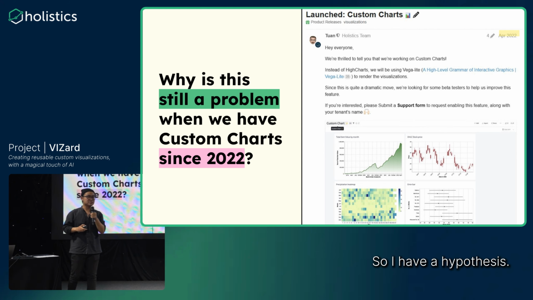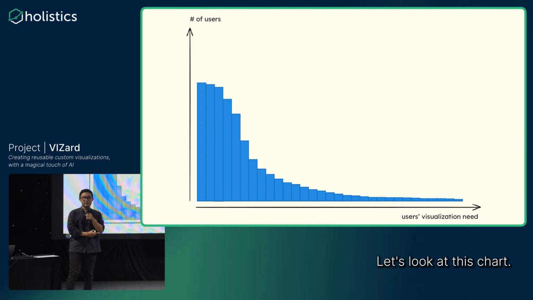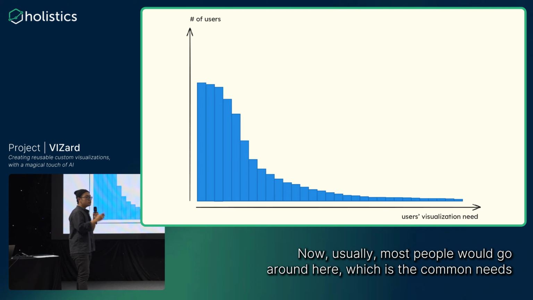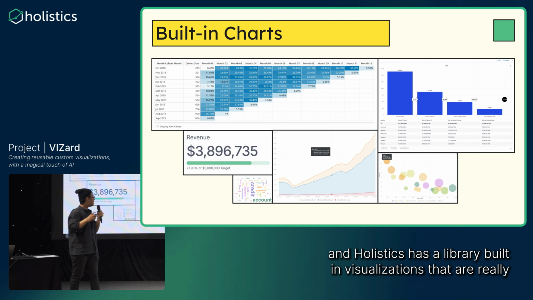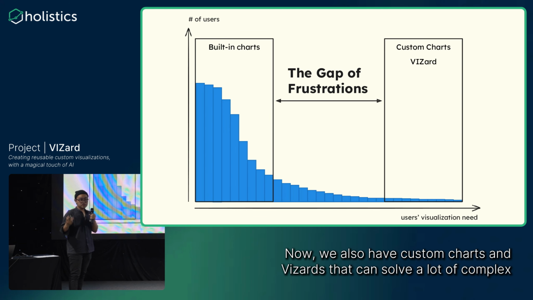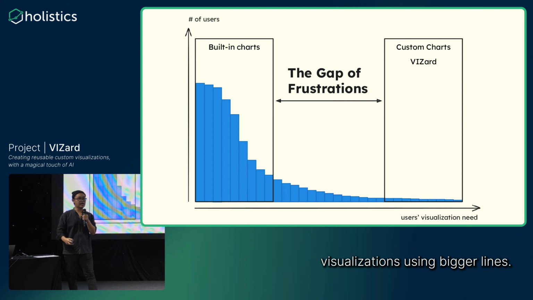I have a hypothesis. Let's look at this chart. Let's pretend this chart represents all the visualization needs of a user. Now, usually, most people would go around here, which is the common needs. And Holistics has a library of built-in visualizations that are really good at solving the common needs. We also have custom charts and VIzards that can solve a lot of complex visualizations using VegaLite.